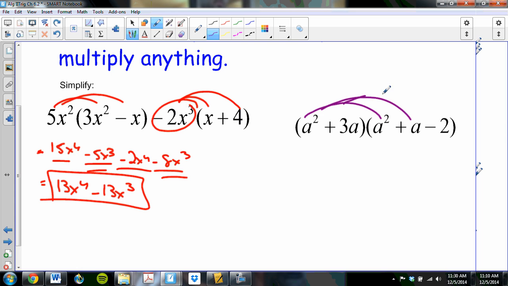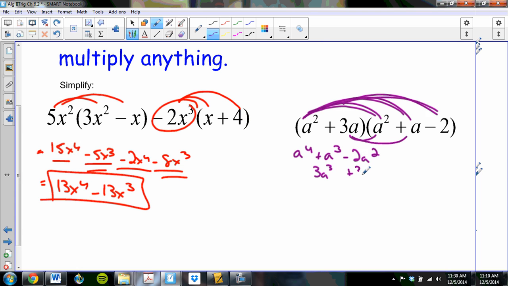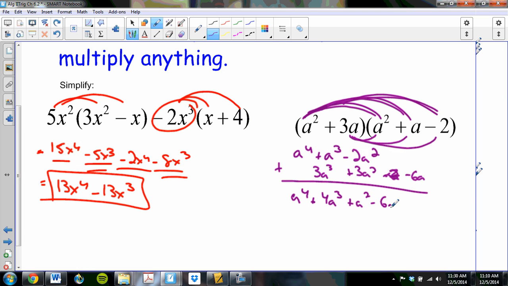For this last one, I'm going to FOIL 3 times, basically. There's lots of multiplying that takes place. I recommend you stack them on top of each other by columns. I'll show what I mean. A squared times a squared is a to the 4th. A squared times a is a to the 3rd. A squared times negative 2 is negative 2a squared. At the bottom, when I do 3a times a squared, I get 3a to the 3rd. And I put these on top of each other by columns where the powers match up. 3a times a is 3a squared. 3a times negative 2 is negative 6a. And I can add these up. A to the 4th plus 4a to the 3rd plus a squared minus 6a.